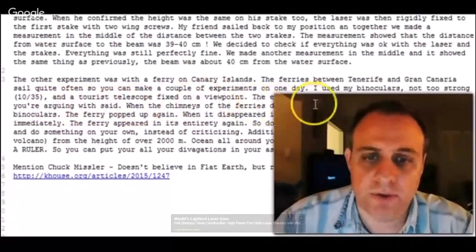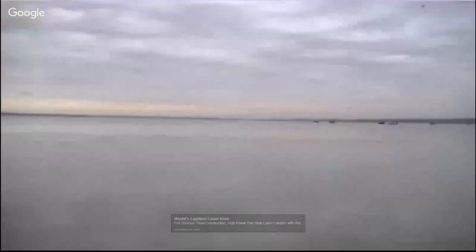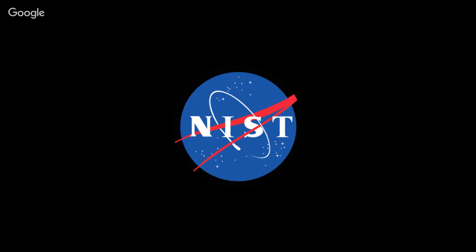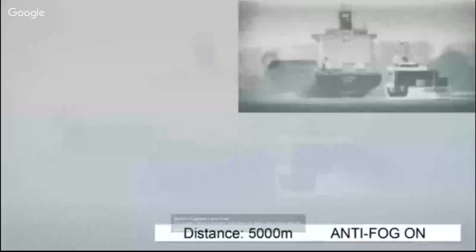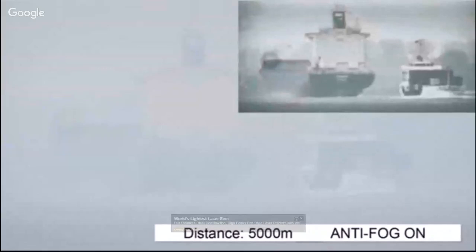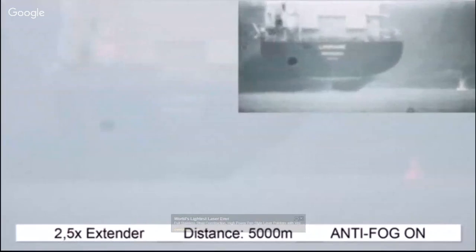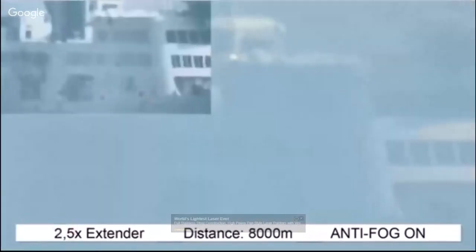When the chimneys of the ferries disappeared under the water, I used my binoculars. So in other words, with his eyesight, he looked at this ferry, and when the chimney had gone beneath the water horizon, it actually went completely under the horizon at normal eyesight, is what he's saying. Okay, so he said it disappeared under the water. Then he pulled out his binoculars to look, and the ferry was there again. It popped up again.